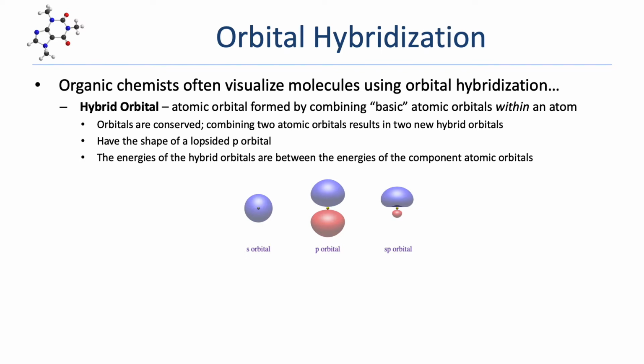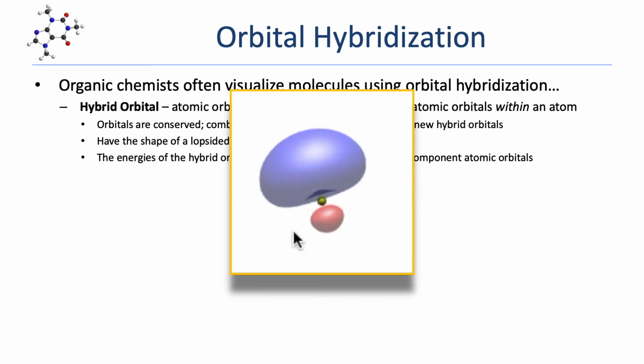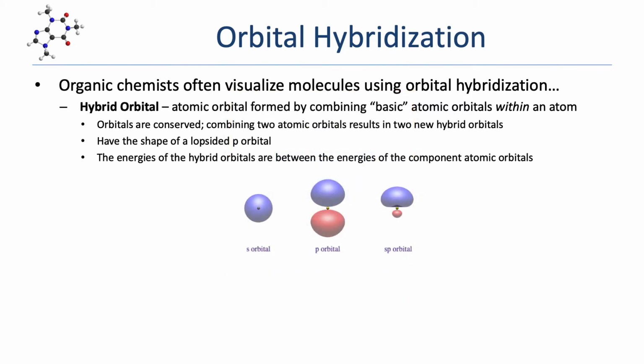Now, all the hybrid orbitals that we're going to be looking at in the study of organic chemistry kind of look like p orbitals, except they're lopsided. One lobe is simply bigger than the other. So here I've got the 3D models to demonstrate that. If you combine an s orbital and a p orbital, we create a hybrid orbital. Again, see that it has two lobes, but one lobe is much, much larger than the other. Now, the energies of these new hybrid orbitals are always going to lie somewhere in between the energies of the two orbitals that you combine to make them.